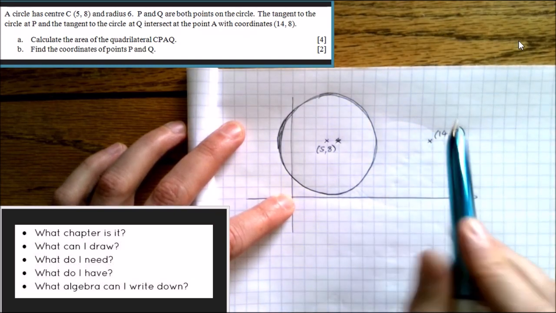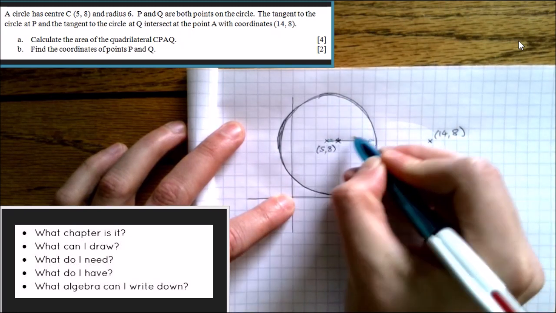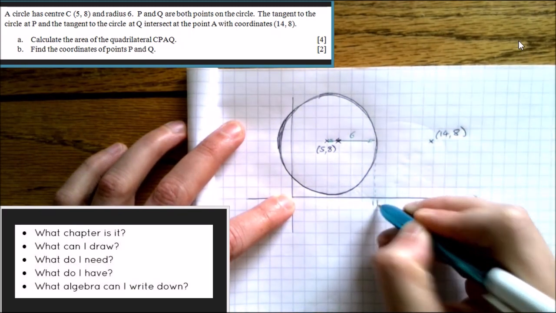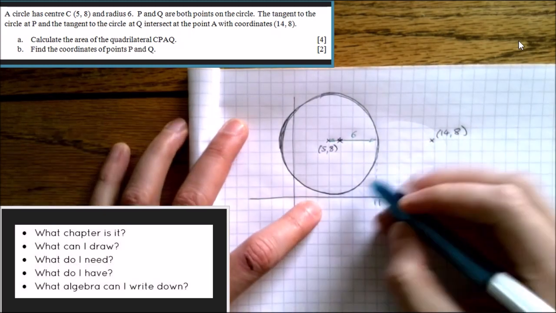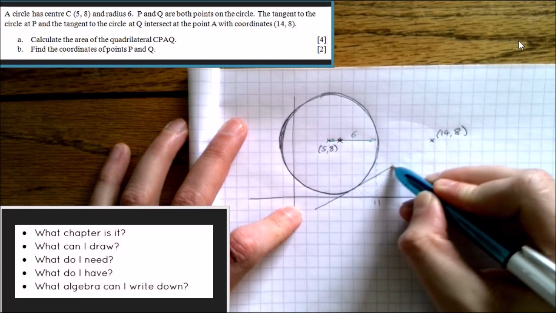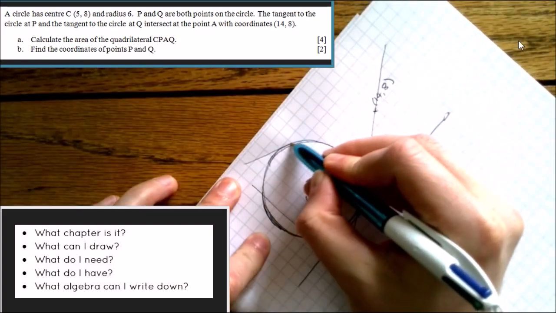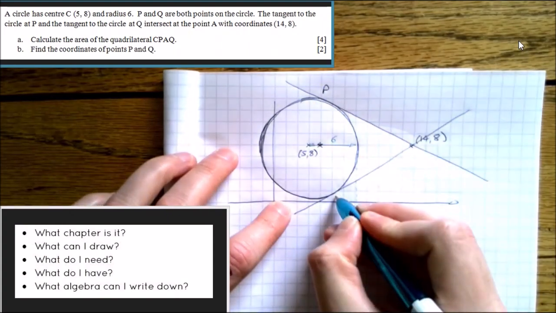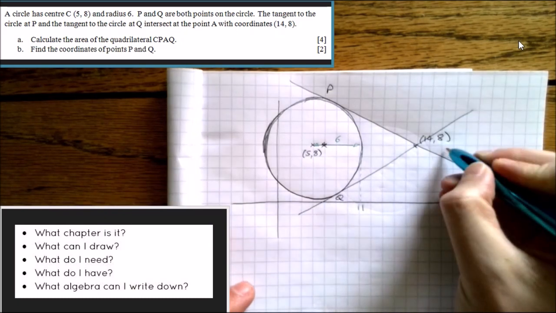Okay. I'm going to label on the radius, I think, so I don't forget that. That's got a radius of 6, which means that that point there is 11. And we've got tangents coming from the circle through that point there. Great. There's my setup. We've got P and Q. I don't think it matters which way around they are. And this is the point A.